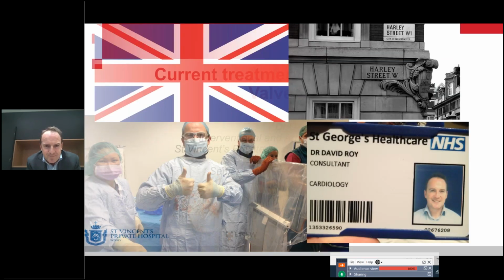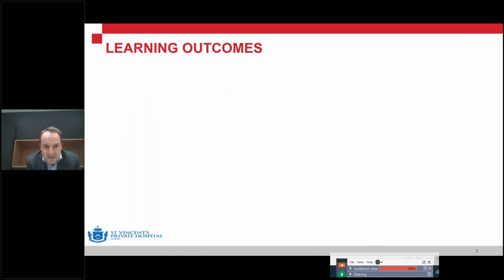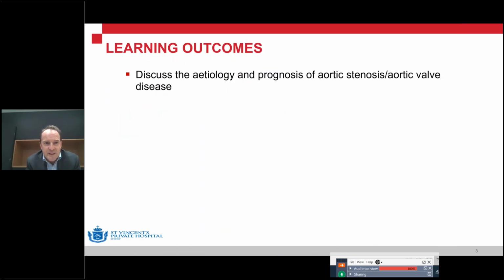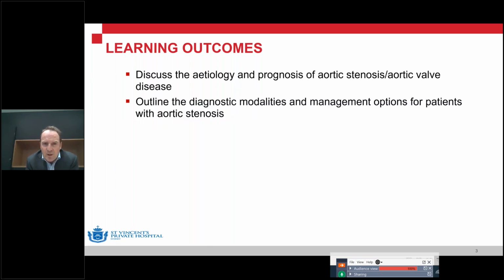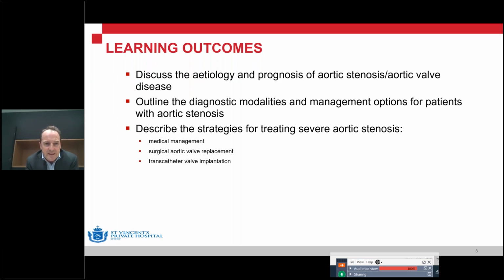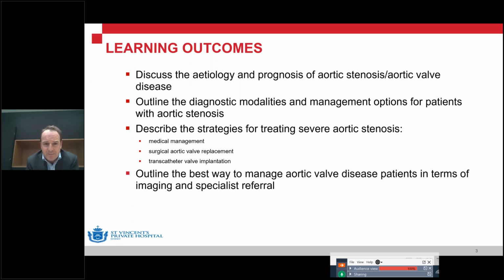Today we're going to be talking about aortic stenosis, and the learning outcomes for this really are that we're going to discuss the etiology and the prognosis of aortic stenosis and aortic valve disease. We're going to outline the diagnostic modalities and management options for patients with aortic stenosis and describe the strategies for treating severe aortic stenosis, including medical management, surgical aortic valve replacement, and transcatheter valve implantation, or TAVI. We're going to outline the best way to manage these patients in terms of imaging and specialist referral, and then anything else we want to discuss.